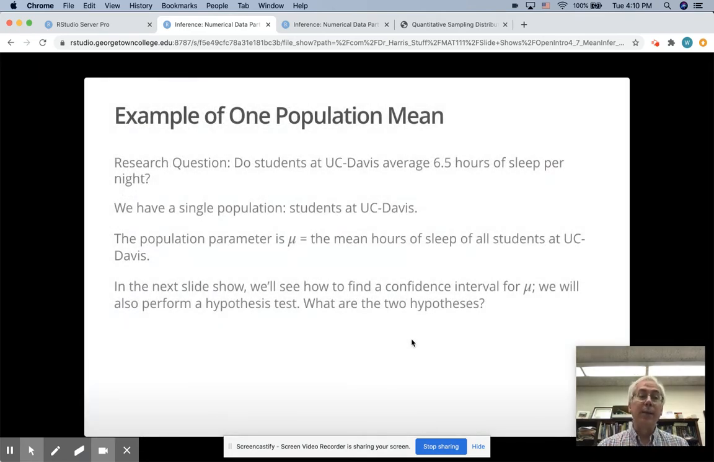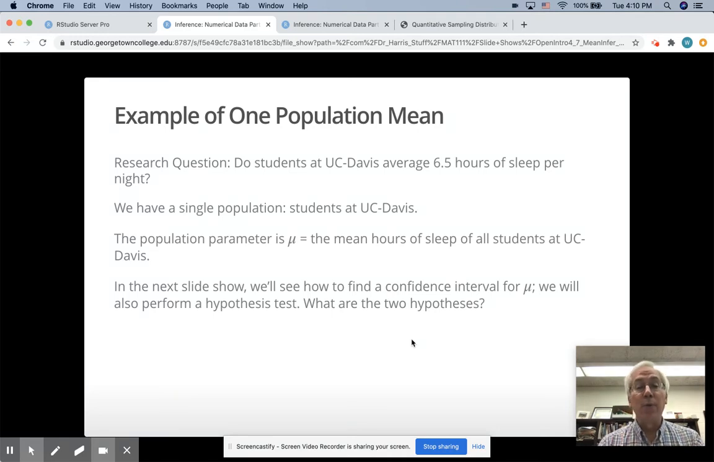So in this slideshow, which is relatively short, we're just going to be looking at a single example of each of the types of mean situations that we'll be looking at in this chapter. Consider example research questions and come up with descriptions of what the parameters are, verbal descriptions. Also state what appropriate hypotheses might be based on the research question.